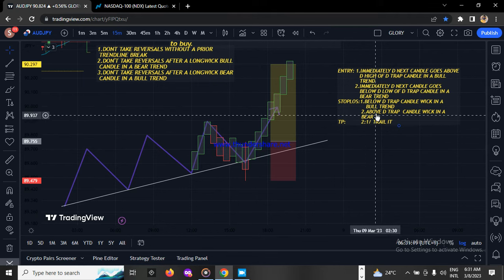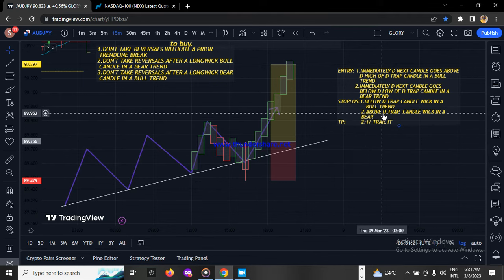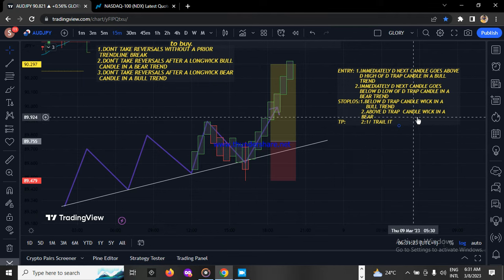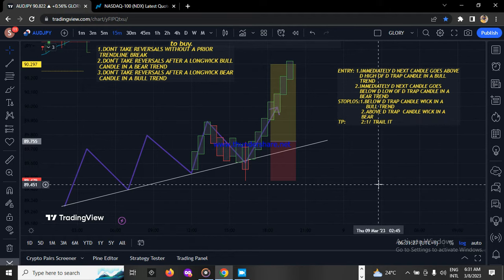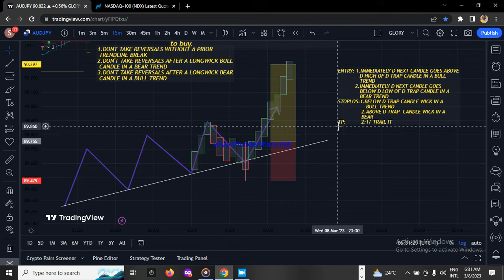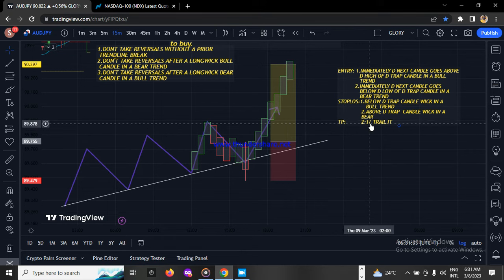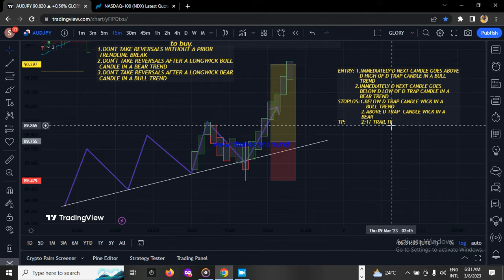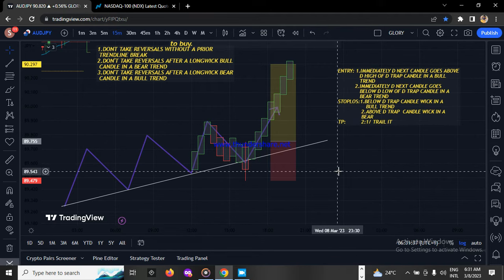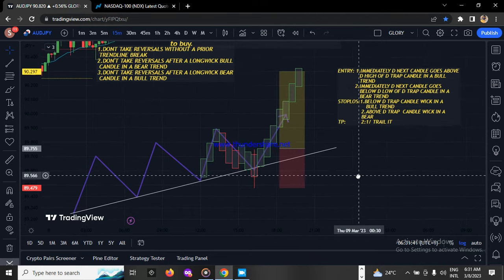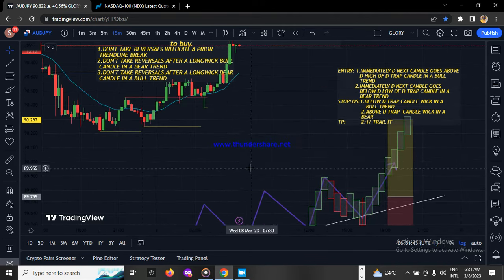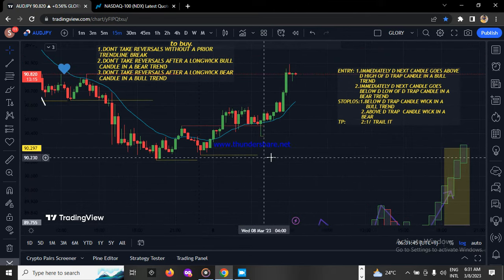2: above the trap candle wick in a bear trend. TP, you go with 2 to 1 or trail it. Let's jump into the chart and see examples on the chart.